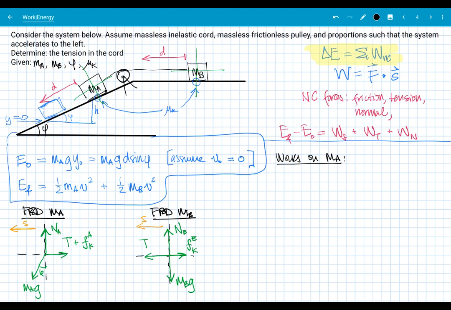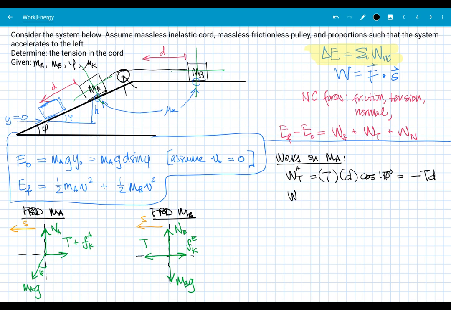But I have to look at the other forces. Does tension do work? Sure. So we have work done by tension, and that's going to be equal to magnitude of tension, magnitude of my displacement, times cosine of the angle between the tension and displacement. And notice that for mass A, they point in opposite directions. So that's 180 degrees. That gives me negative TD for work done by tension. And I'm going to superscript this with an A because that's on block A.